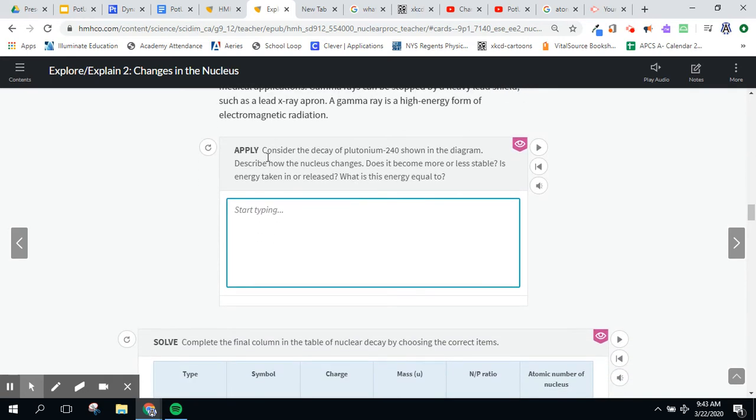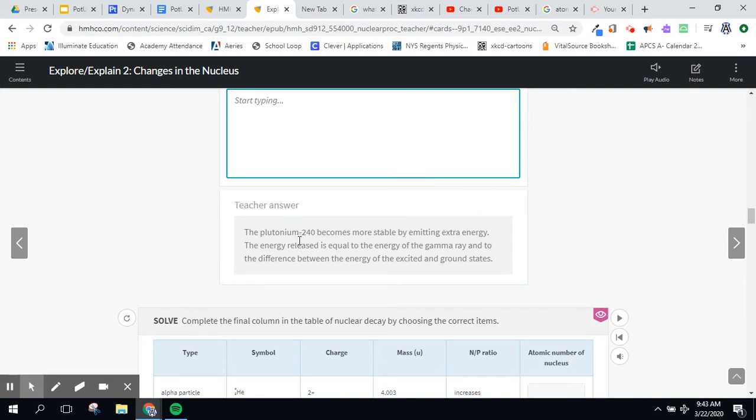So we look at the diagram in plutonium-240, and we want to describe how the nucleus is changing. Well, we know that that nucleus isn't changing, but it's becoming more stable by emitting that extra energy. So the energy is the energy of the gamma ray, and then we can figure that out basically with those excited states.